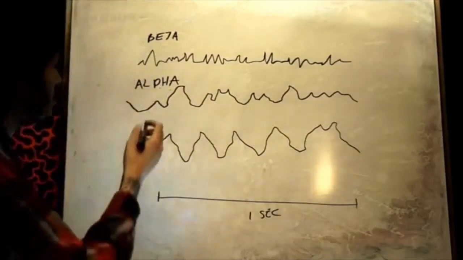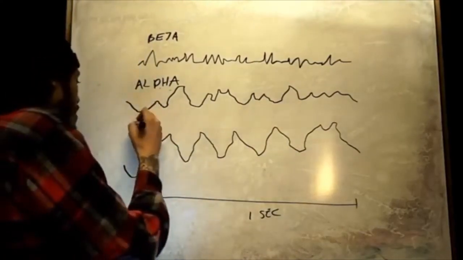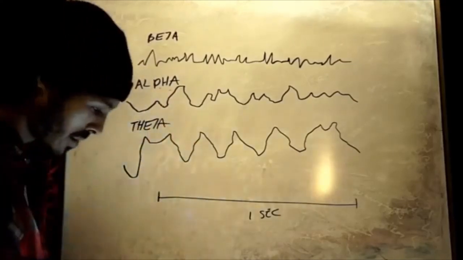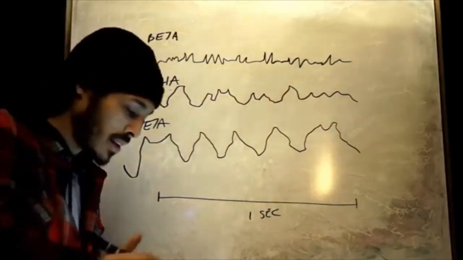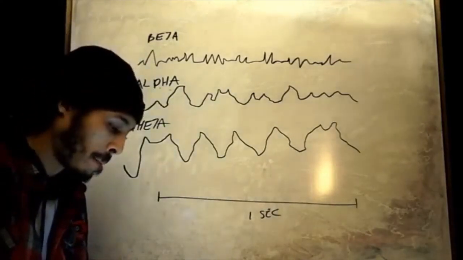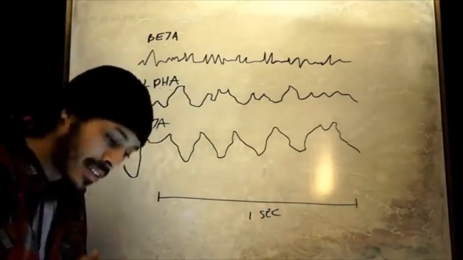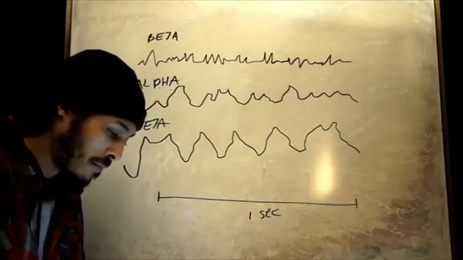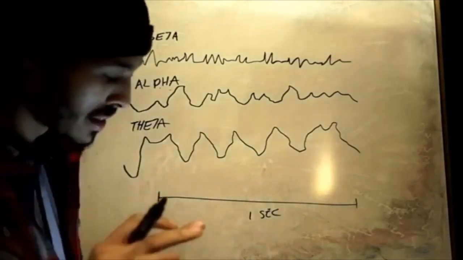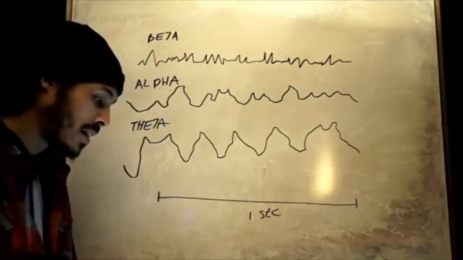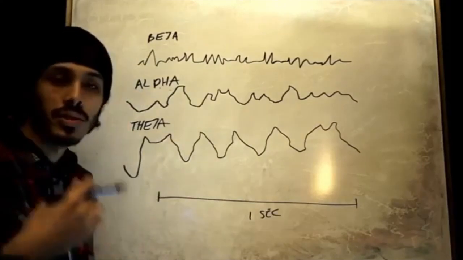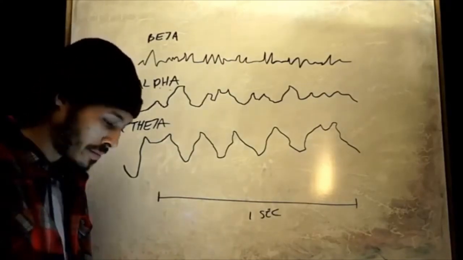After alpha, this is theta. Theta brain waves are more associated with accessing the subconscious, hypnagogic states like dreaming and daydreaming. Heart rate and breathing rhythms usually change when you hit theta, right?